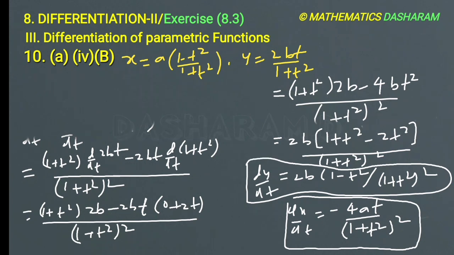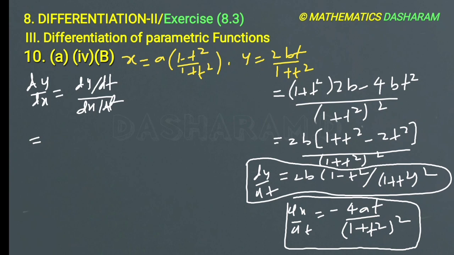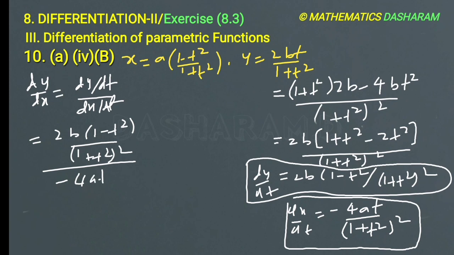So let us find our required answer, that is dx by dt. Sorry, dy by dx. Dy by dx is equal to dy by dt all divided by dx by dt. So dy by dt is 2b bracket of 1 minus t square divided by 1 plus t square whole square, and dx by dt is minus 4at divided by 1 plus t square whole square. Here both are cancelled, 2 ones are 2 twos are.